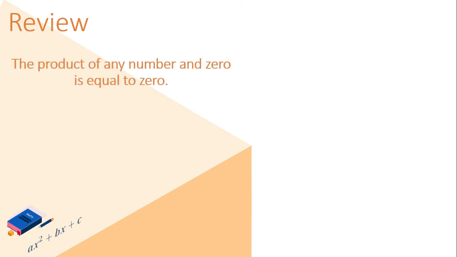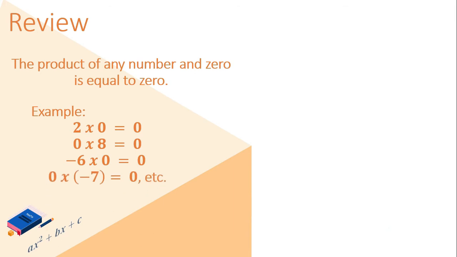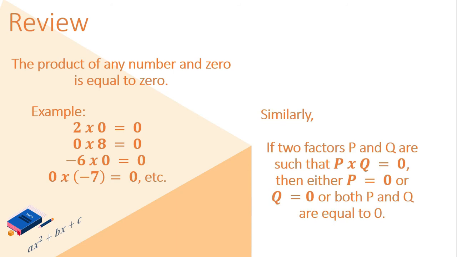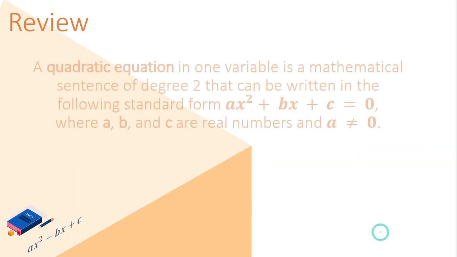So the product of any number and 0 is equal to 0. Example, 2 times 0 is equals to 0. 0 times 8 is equals to 0. And negative 6 times 0 is equals to 0. 0 times negative 7 is equals to 0, etc. So similarly, if two factors p and q are such that p times q is equals to 0, then either p is equals to 0 or q is equals to 0, or both p and q are equal to 0.